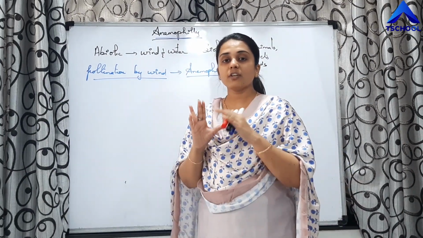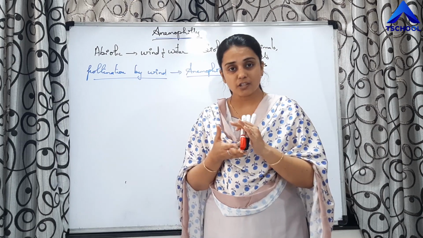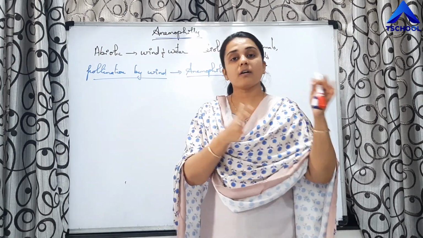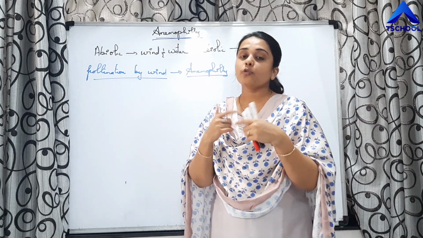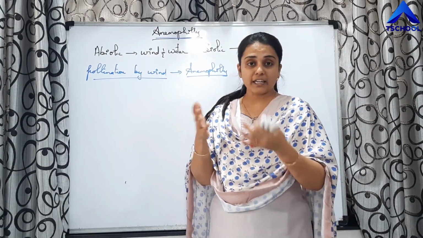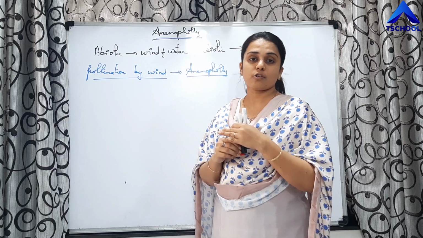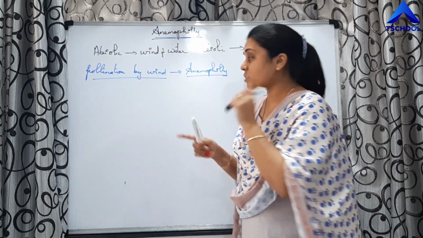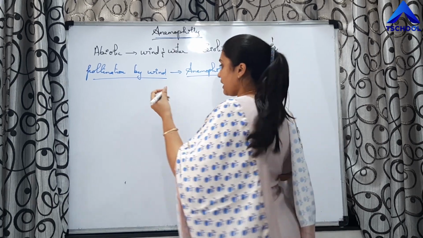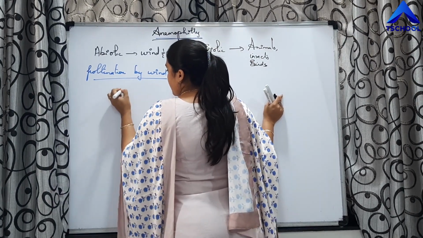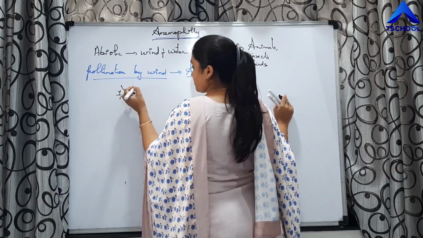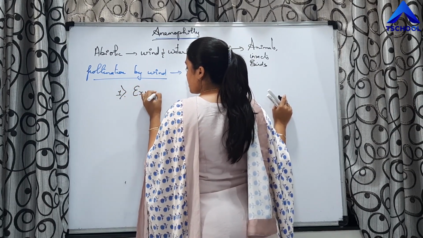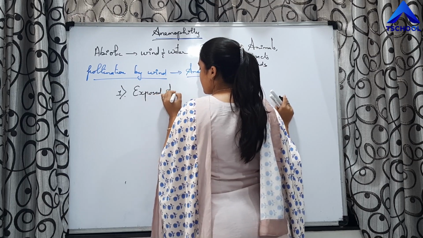Now you have to study what are the characteristic features that a flower, that is an anther or a pistil, should have to favor anemophily, that is they will help in this process of anemophily. So what are the requirements to favor anemophily? Right? The first one, see, the anthers should be exposed anthers.